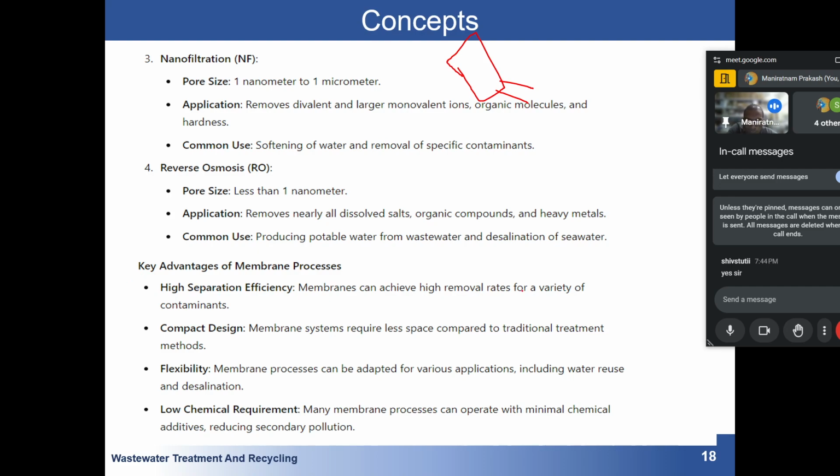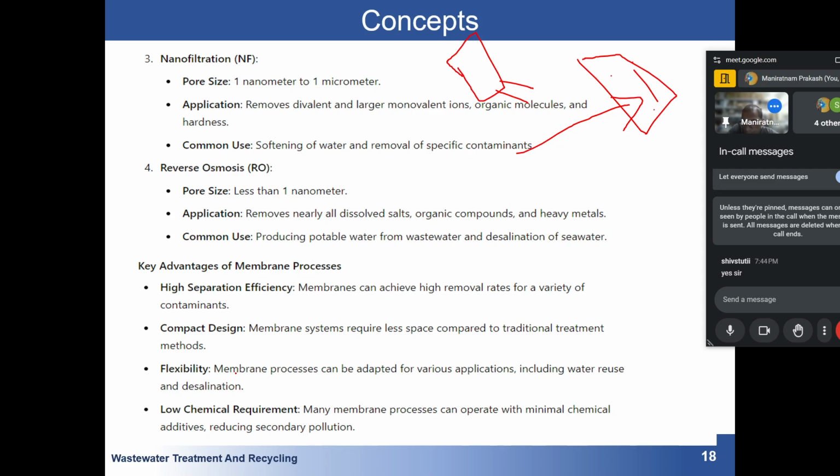Less than one nanometer. The key advantage of membrane processes is high separation efficiency. Membranes can achieve high removal rates for a variety of contaminants. One of the reasons why this is costly is that you have to make membranes with a very small pore size, so that ions, when water is passing through, can get entrapped on these membranes. Making pores of such precise size is very costly and requires advanced technology. That's why this process is very costly.